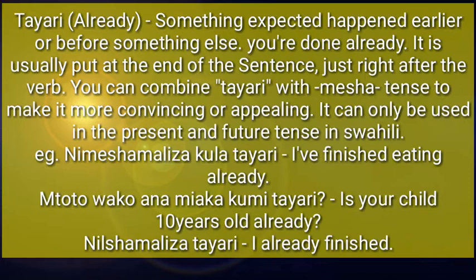So that's it. Mtoto wako ana miaka 10 tayari. Is your child 10 years old already? You can say, yeah, the word already, tayari. Mtoto wako ana miaka 10 tayari. Is your child 10 years old already? Nishamaliza tayari. I've finished already. If you want to know how to form sentences with the me-shaa tense, check the video on top there. The videos I'm suggesting there are going to help you improve if you don't know what we are talking about here, so that after you watch them, you will know what we were talking about in this video.